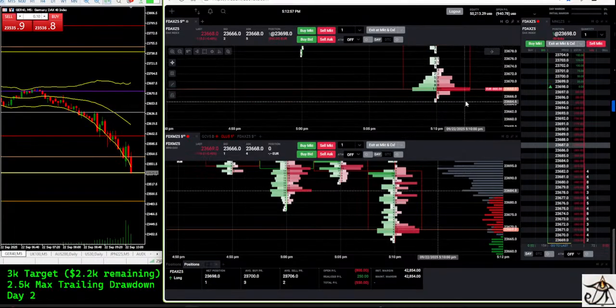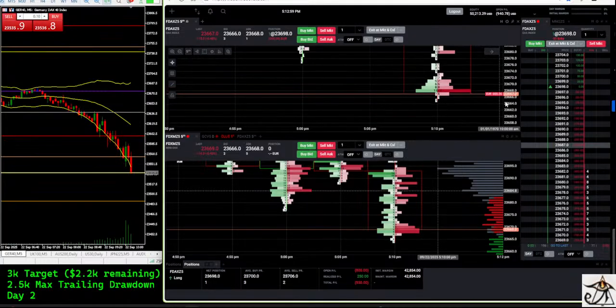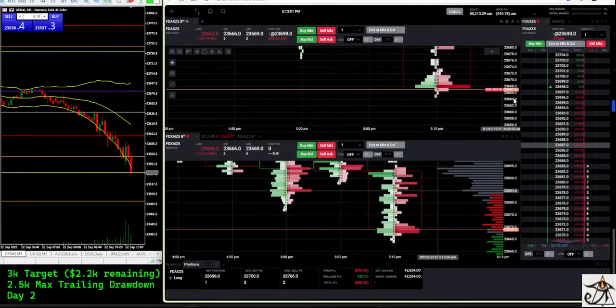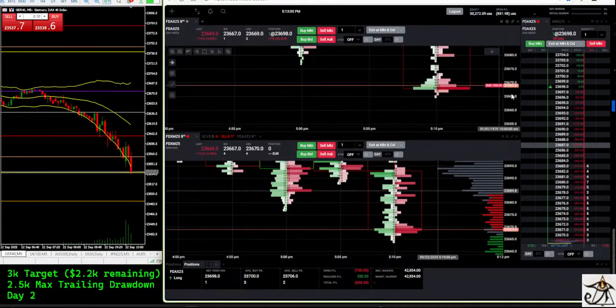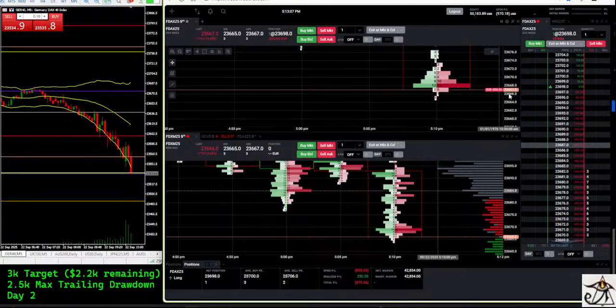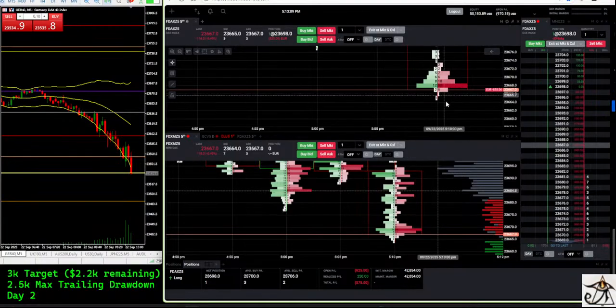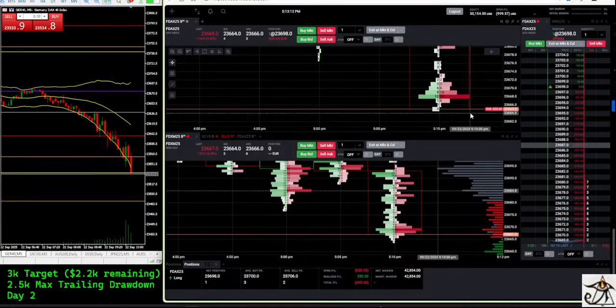Not overly convinced this is going to hold, so I just need to be ready to just hit the button. And what have we got? 1400. Just waiting it out.